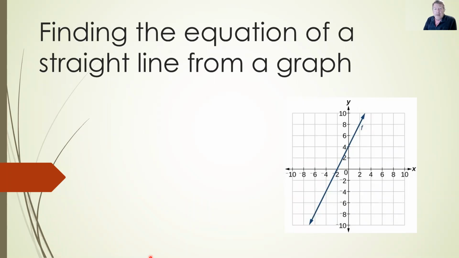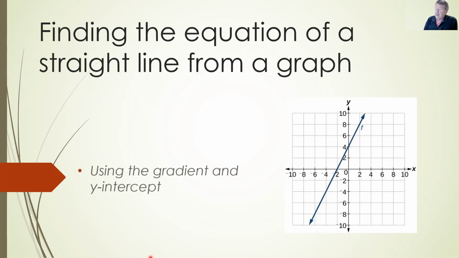Hi again, everybody. We're now going to do a bit of revision and we're going to find the equation of a straight line from a graph, as you can see by the title here next to me. We're going to do that in two ways. First way is we are going to use the gradient and y-intercept to find the equation. The second way is we are going to choose any 2 points on the graph and we're going to find the equation. Sounds familiar? We did it back in year 8 and year 9 and year 10. Let's do it again right now.